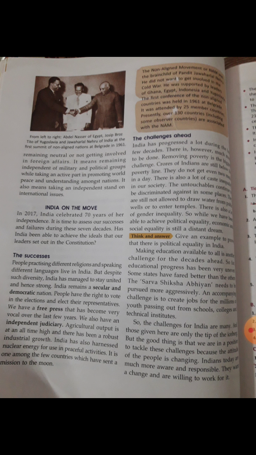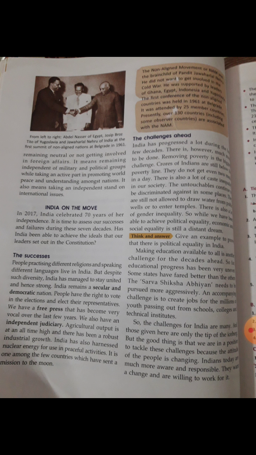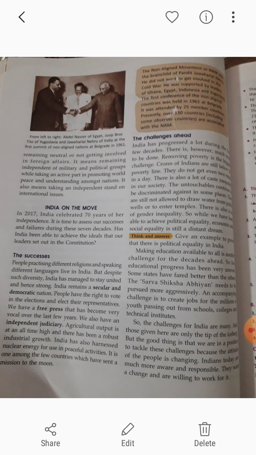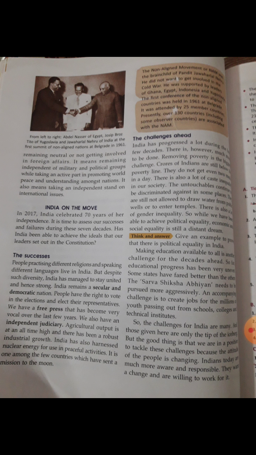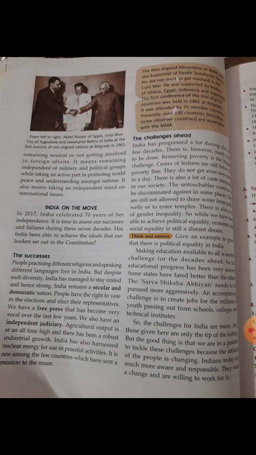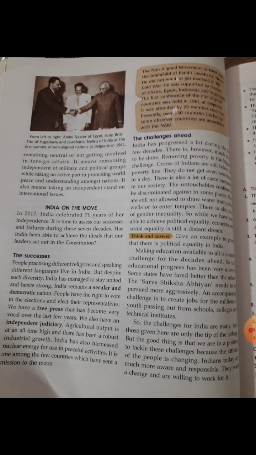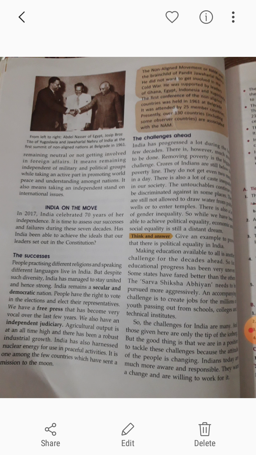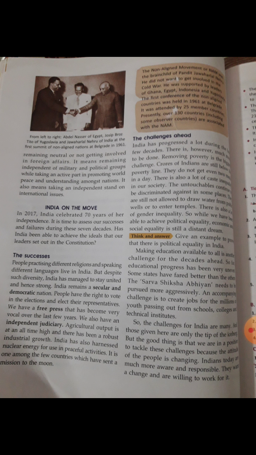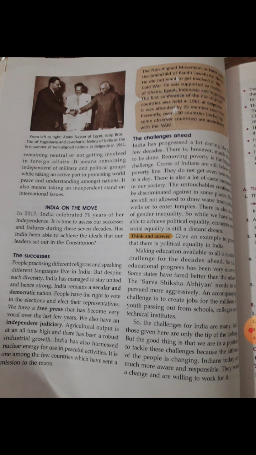There is a lot of caste inequality in our society which needs to be eradicated. Untouchability still continues among the higher sections of the people. They are still not allowed to draw water from public wells or to enter the temples. There is also a lot of gender inequality. While we have been able to achieve political equality, economic as well as social equality is still a distant dream. Clear?